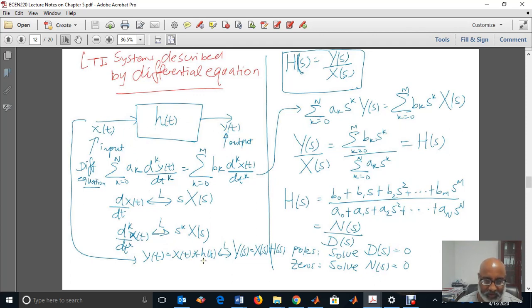This is from convolution. And from the convolution property, the Laplace transform of this is Y of s equal to X of s times H of s. Then H of s is equal to Y of s over X of s, which is called the transfer function of the system. When this is evaluated at s equal to j omega, we have H of j omega equal to Y of j omega over X of j omega, which is the frequency response of the system. This one, we studied in chapter 3.